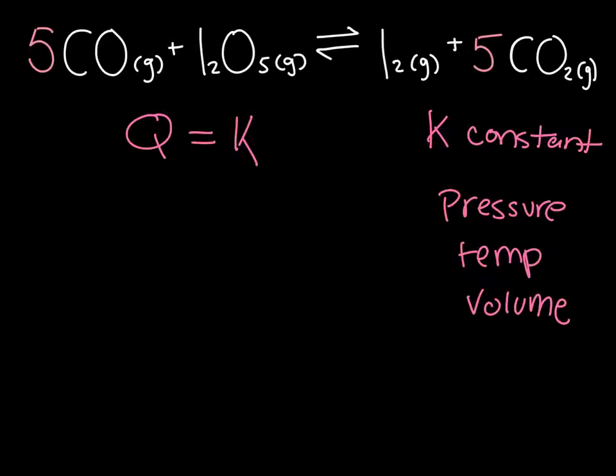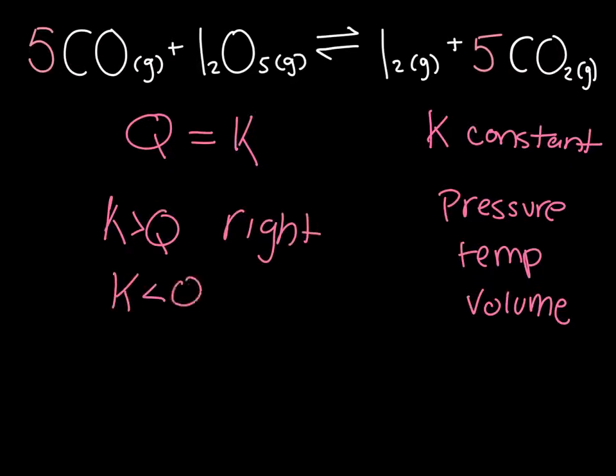Le Chatelier's principle says, when stress is added, the reaction will shift one way to re-establish equilibrium, and K equals Q. If K is greater than Q, then the forward reaction will be favored and the reaction shifts to the right. If K is less than Q, the reverse reaction is favored, shifting towards the left.